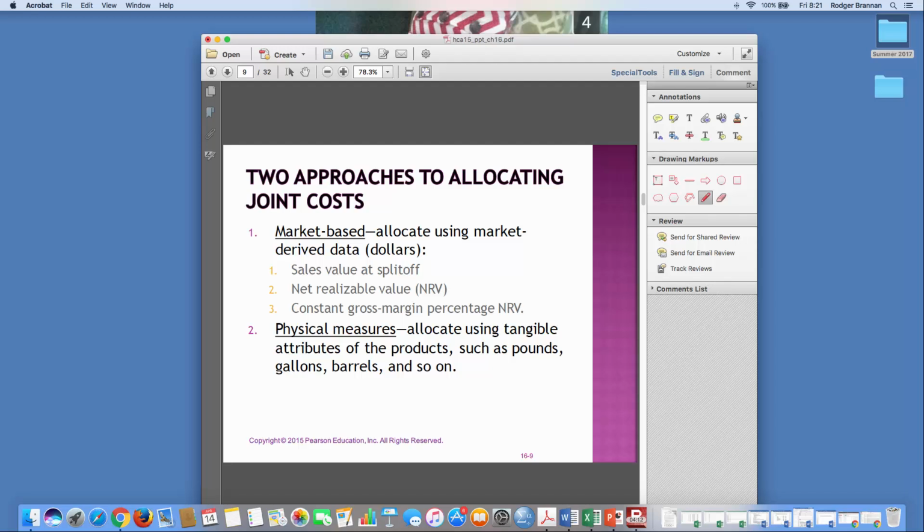Now, in terms of how you go about allocating joint cost, there are generally two methods. One is based on some sort of sales value of the product, sometimes called ability to bear or market-based, and the other is physical measures. We'll take a look at these examples as we go through here.